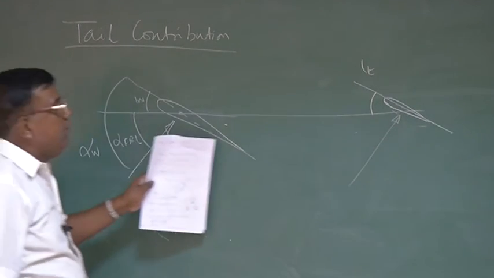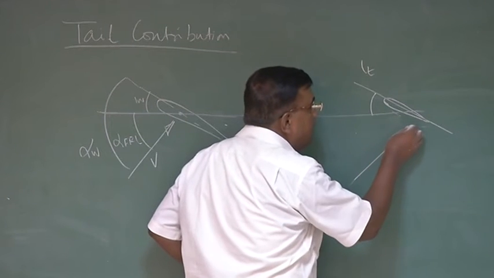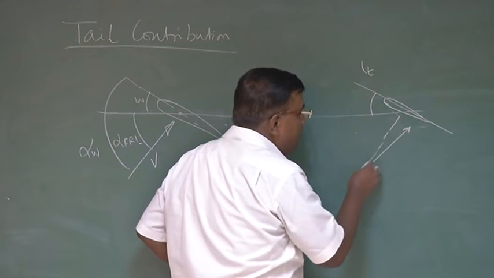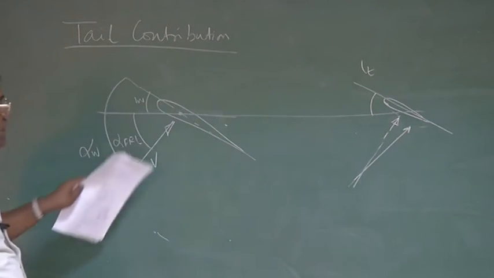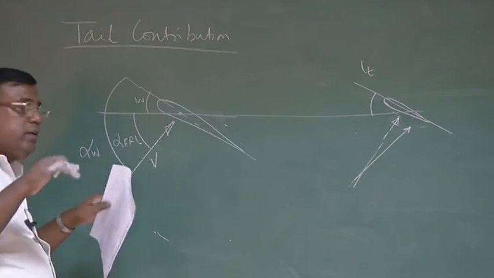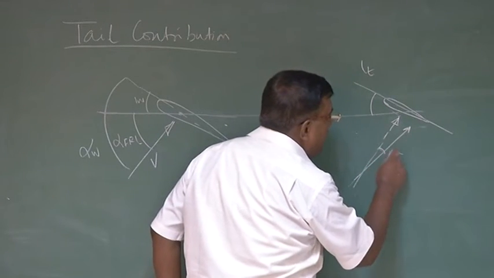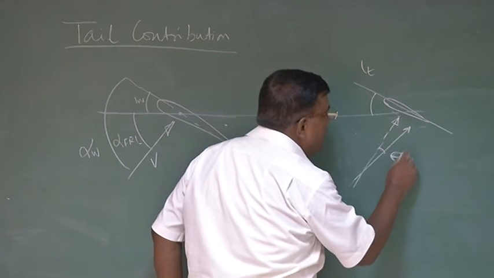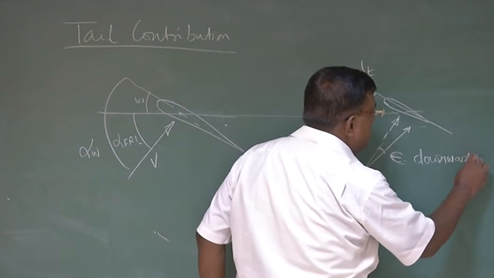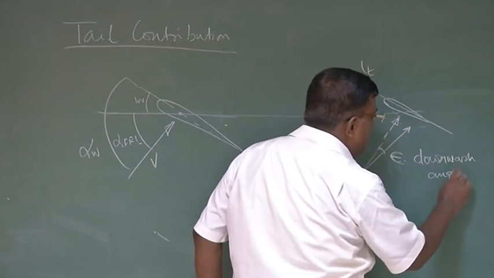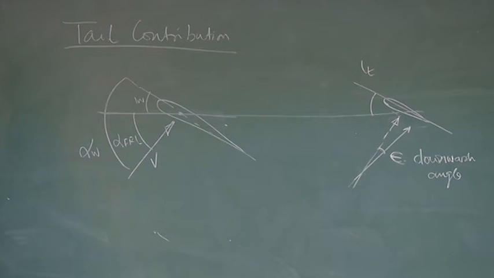Actually, this velocity vector will not be parallel. It will be a little bit tilted. If it was parallel to the wing velocity vector, whatever this direction is here, actually because of downward component, this vector will be tilted like this. By how much? By epsilon, which we call downwash angle. This is what should be understood.